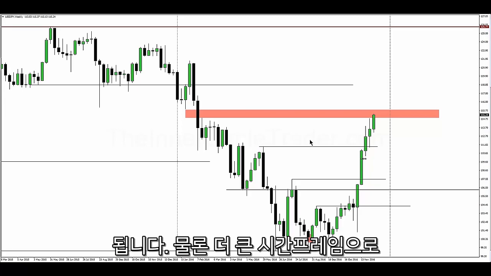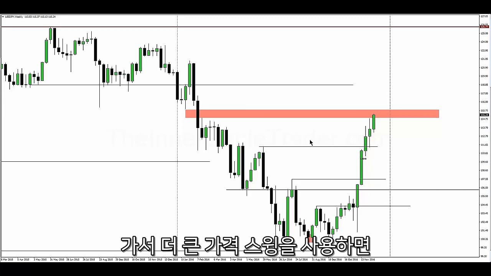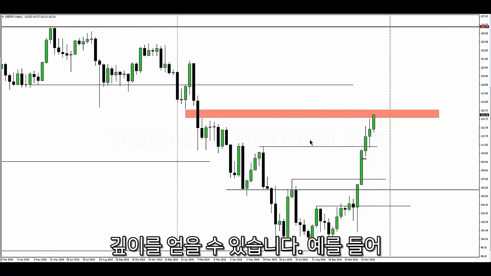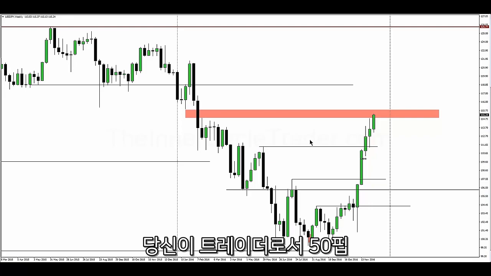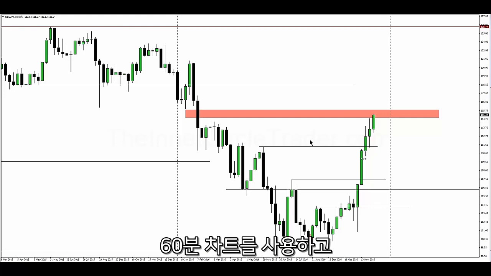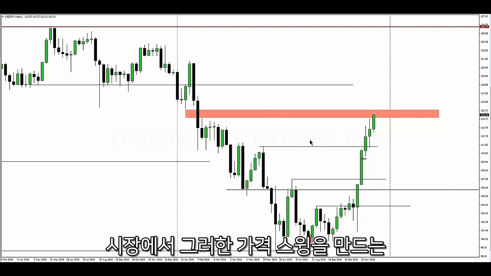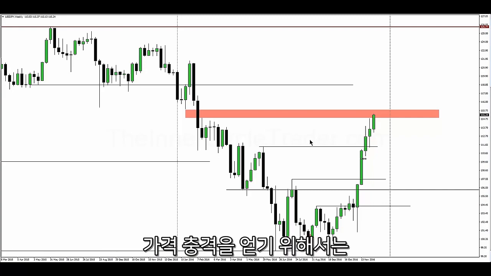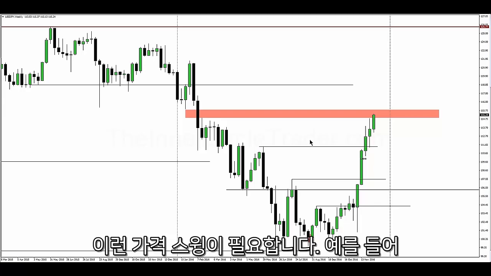Now, obviously, if you go out to a larger time frame and you use bigger price swings, that gives you a lot more depth in terms of what you can pull out in terms of pips. So say you're a trader and you want to have nothing less than 50 pips. Well, that's great. Use a 30-minute or 60-minute chart and dial in, looking at your marketplace for buy signals that set up those price swings.